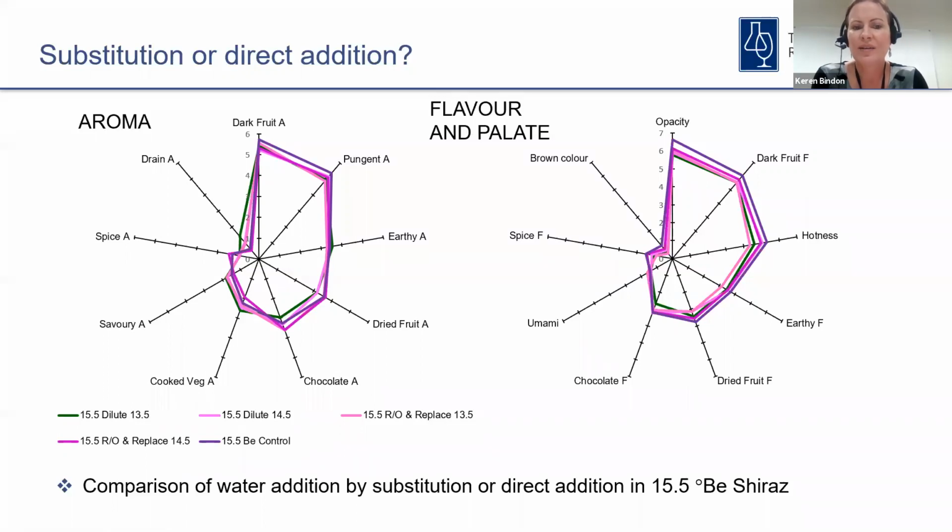So aside from that red flag around some potentially reductive attributes developing, one can say that overall the changes were quite minor with the water addition, and that the substitution approach versus direct addition didn't make a lot of difference, with the exception of those drain attributes.